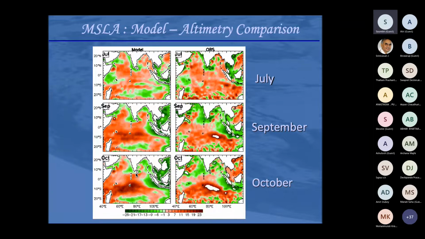This is another way of looking at the capability of the model. The previous one gives you the SST, and this gives an insight into the dynamics of it. This is the sea level anomalies: the evolution of sea level anomalies in July, September, and October, in observations and in the model. There are some differences, but on the whole, the model is able to reproduce these low sea level anomalies that are characteristic of the IOD in September and also in October, and the pattern of high sea level in the southern subtropical Indian Ocean is also reproduced by the model fairly well.